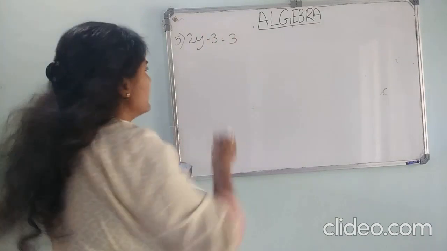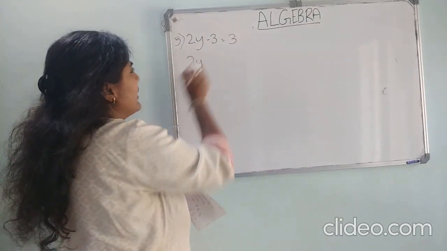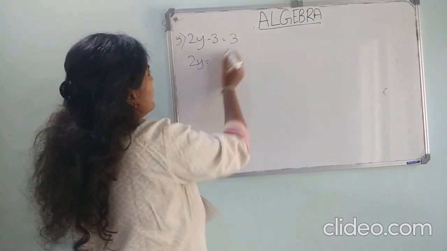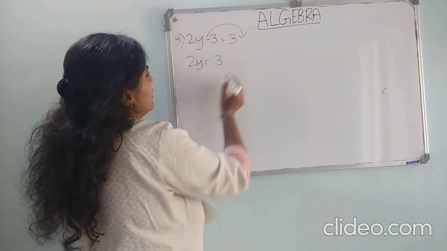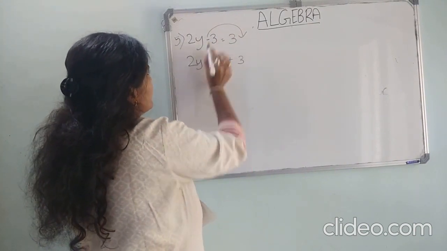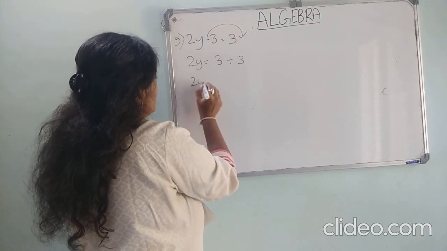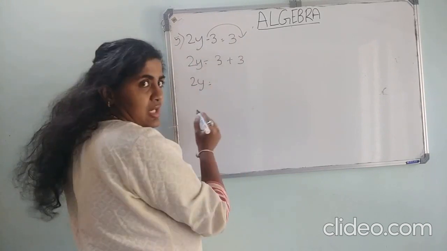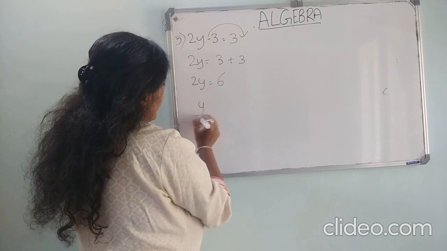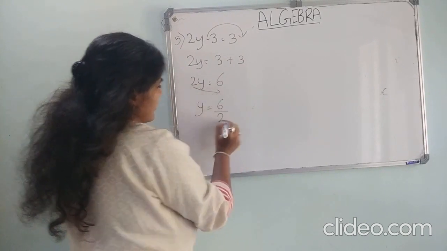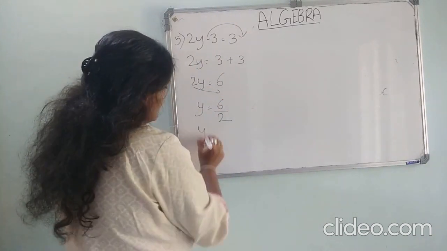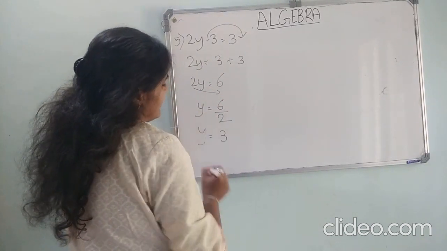Here 2y I am writing as it is, equal to 3, writing as it is. This minus 3 I am bringing here. This minus becomes plus 3. 2y is equal to 3 plus 3, which is 6. So y is equal to 6, I write as it is. This 2 I am bringing here. 6 divided by 2. So y is equal to 3.